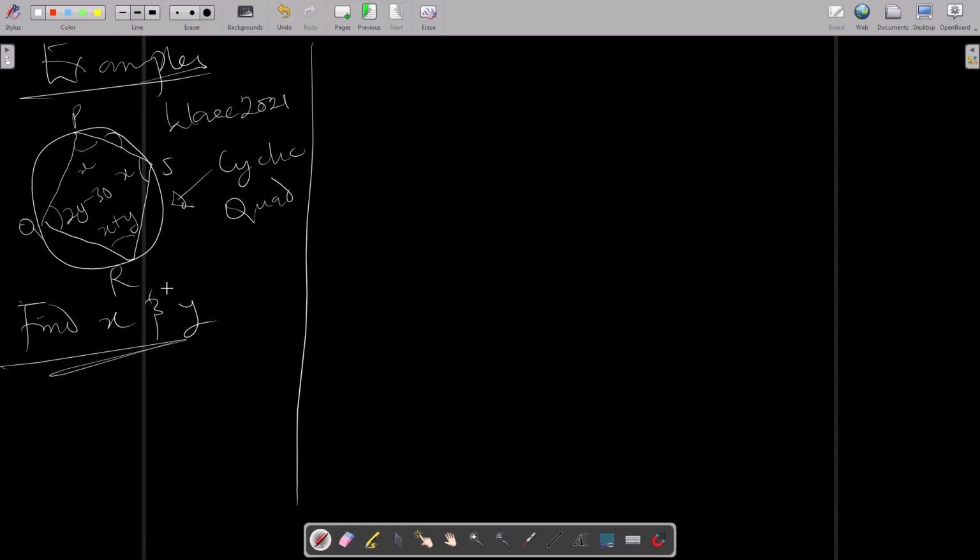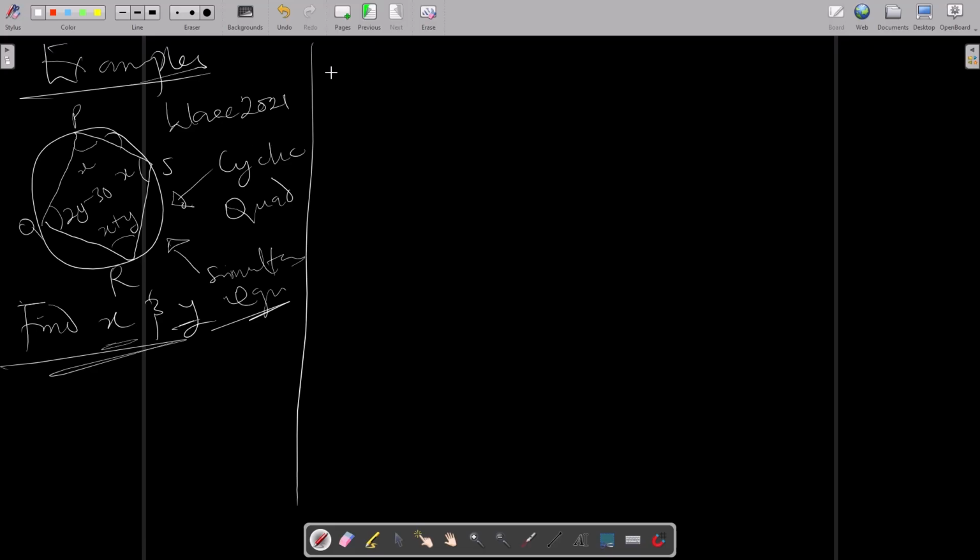Now, definitely we can see this is obviously a cyclic quadrilateral. And one thing about a cyclic quadrilateral is that opposite angles are supplementary. Addition of opposite angles gives us 180. And since we're looking for two unknowns, it's obvious we're going to get a simultaneous equation.